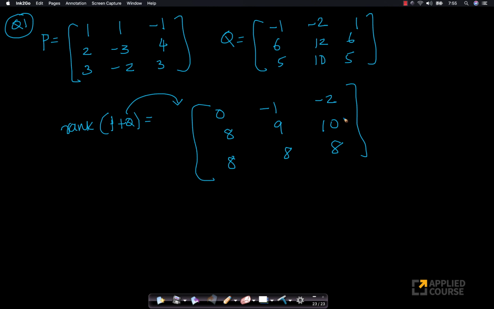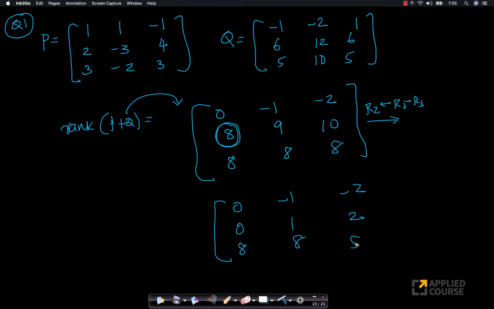Okay, let's start doing it. It's a very simple thing. First, I'll try to make this equal to 0. So if I try to make this equal to 0, what can I do? I can perform row 2 as row 2 minus row 3. What happens now? I'll get 0, minus 1, minus 2. This will become 0, this will become 1, this will become 2. Row 2, this minus this is 2. Then I have 8, 8, 8.